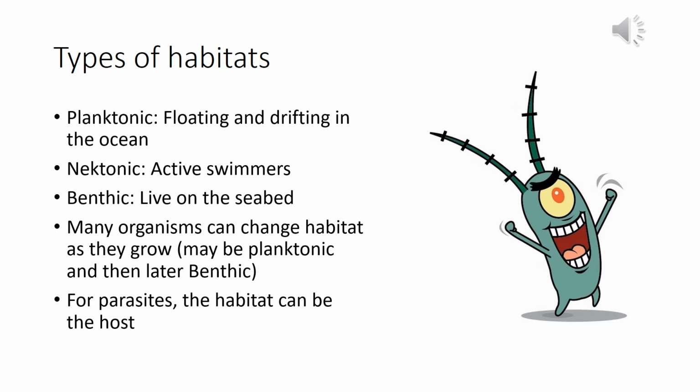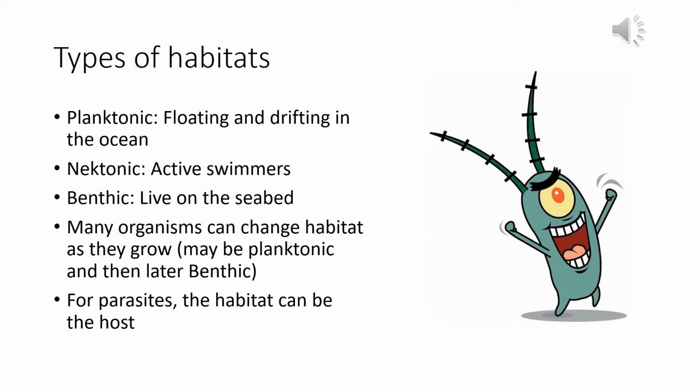There are many quite different types of habitat in the marine environment, of course, as the ocean covers so much and is diverse. But in general, we talk about the habitat an organism occupies as being defined by where it lives and how it moves. And there are three words I'd like you to remember here: planktonic, nektonic, and benthic. Planktonic means if you're a planktonic organism, you're just floating and drifting in the ocean. You can't really control it yourself. So for example, plankton is often planktonic.